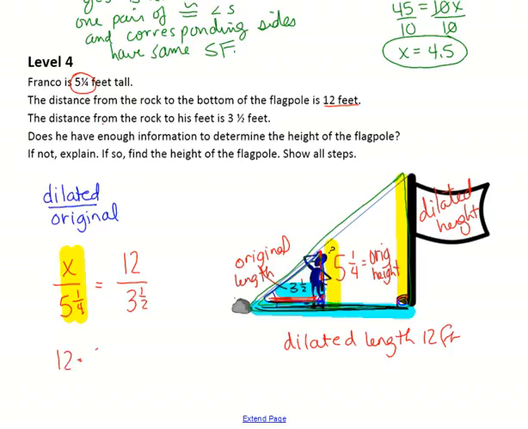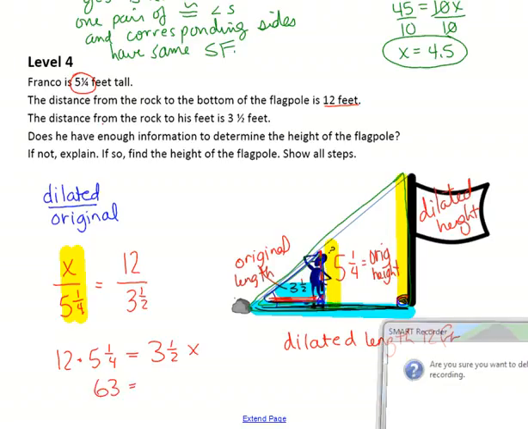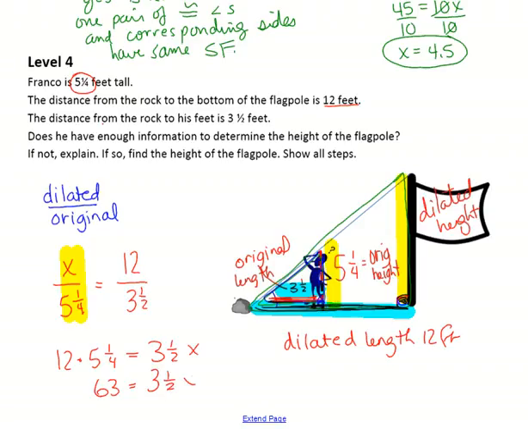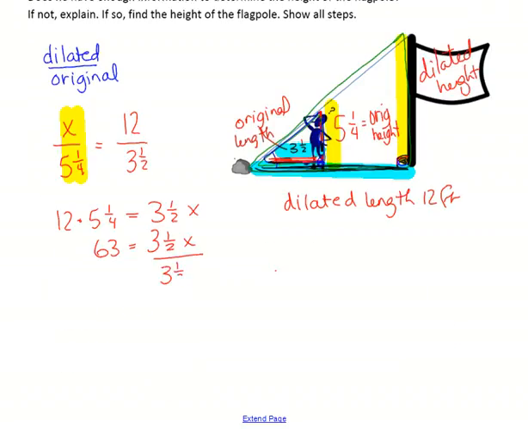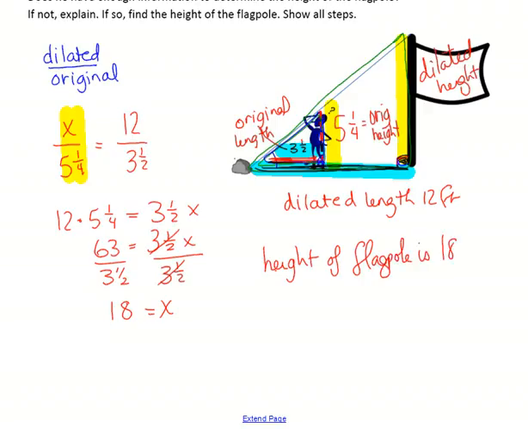So I have 12 times 5 1/4 is equal to 3 1/2x. 12 times 5 1/4 is 63. And bring down the 3 1/2x. Divide by the coefficient to solve the equation. Divide by 3 1/2. Divide by 3 1/2. The number divided by itself is 1. And 63 divided by 3 1/2 is 18. The height of the flagpole is 18 feet. And that concludes the answer key.